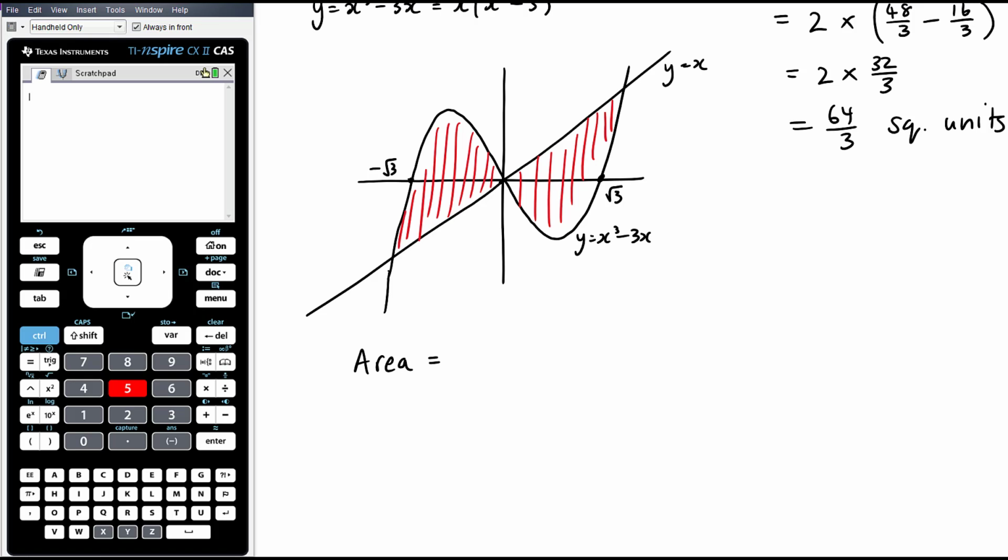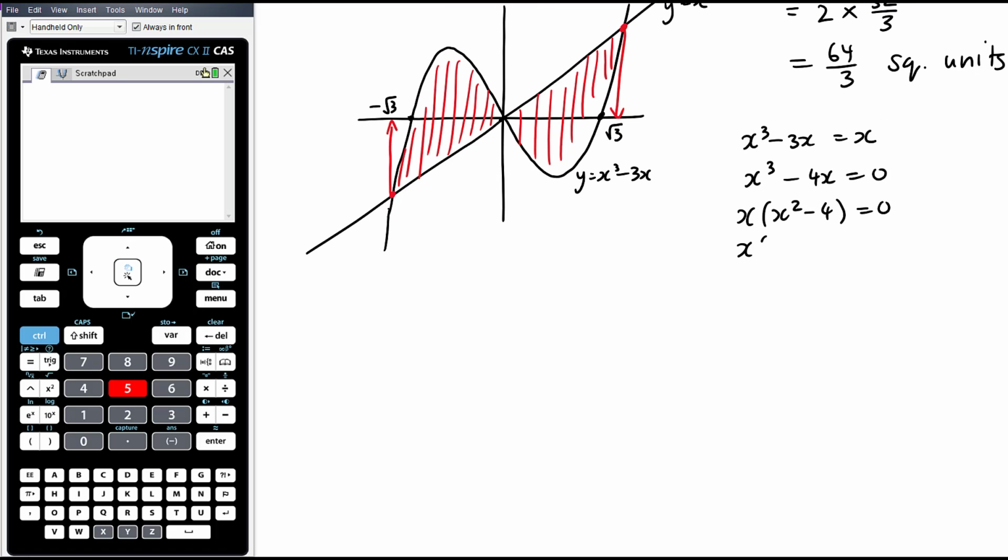Okay, so before we can find the area, we need to know the x values where they intersect. So we need to know those points. So we want to solve them equal to each other. So we're going to have x cubed minus 3x equals x. So that is x cubed minus 4x equals 0. So that is x times x squared minus 4 equals 0, which is x times x minus 2, x plus 2, difference of two squares, and so x equals 0 or plus minus 2. Okay, so this is 2 and this is minus 2.